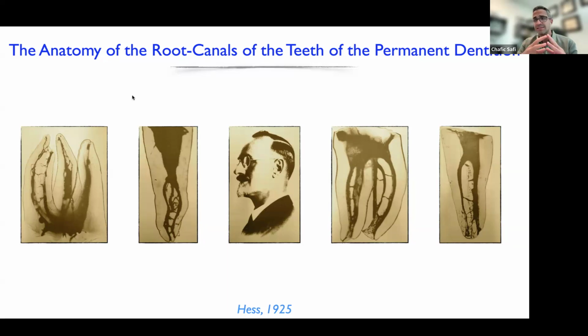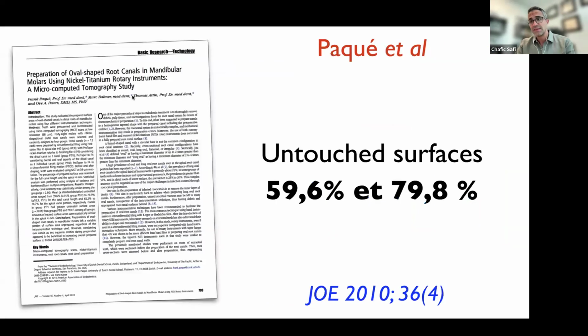We have anastomoses, lateral canal connections, isthmuses, fins, and most of all, we don't have a straight, conical, or round-shaped canal, but we have a really irregular or oval-shaped root canal system in most of the cases. And this translates to the fact that with our common techniques of cleaning this root canal space, we end up leaving behind a lot of untouched surfaces or surfaces that have not been cleaned at all, which could sometimes be up to 80% as we see in this study here.